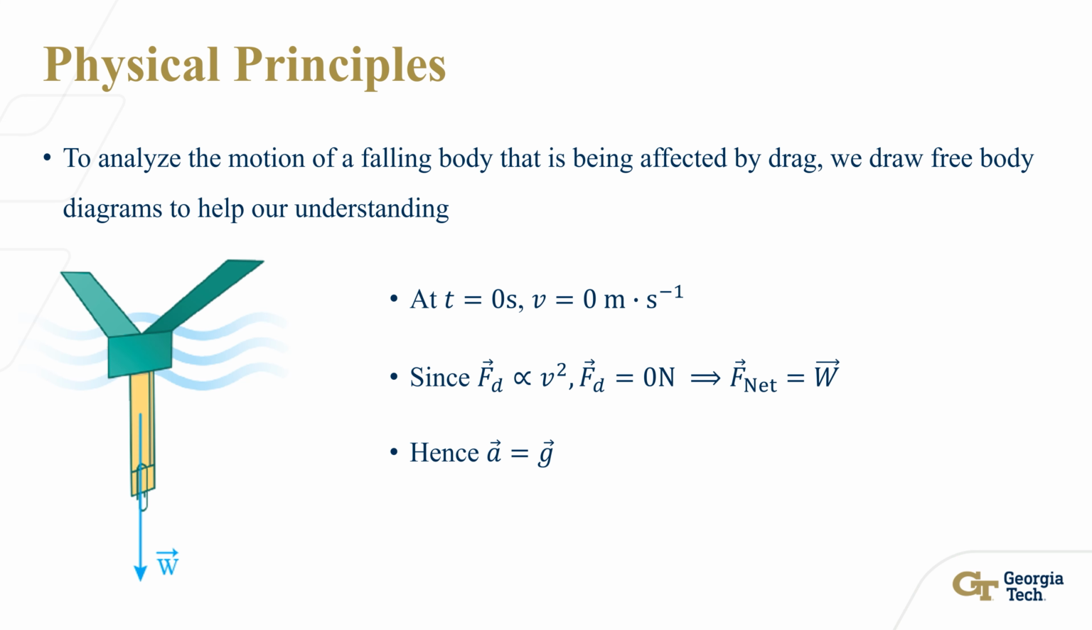To analyze the motion of a falling body that is being affected by drag, we draw free body diagrams to help our understanding. At t equals 0, v equals 0 meters per second. Since the drag force is proportional to velocity squared, the force of drag is 0 newtons, hence the net force equals the weight. Then, the acceleration equals the acceleration of gravity.